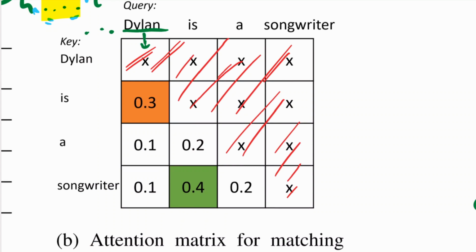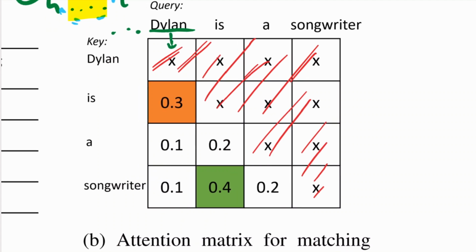So from the token Dylan, we can look at three things. We can look at is, a, or songwriter. And the question is simply, where do we go next with this algorithm, right? There's no interpretation yet. It's simply, where do we go next? And where we go next is answered by just taking the highest scoring thing in that column of the attention matrix.